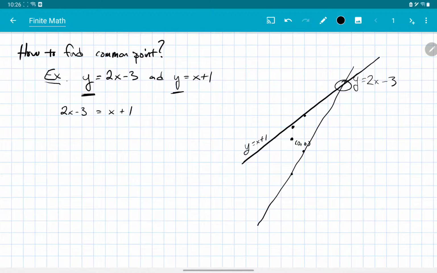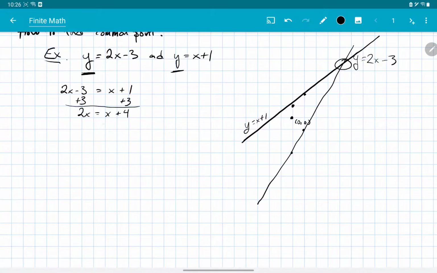All right, when I do that, now I need to use algebra to solve this. I'm going to add 3 to both sides to get 2x is equal to x plus 4. Then I'm going to subtract x from both sides to get x is equal to 4. So it looks like they join together when x is equal to 4. So this is the x coordinate of the intersection.